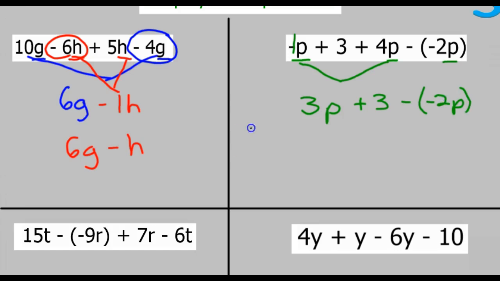Okay, I'm going to look again, see if we have any more p's. We do, so I can combine these two. Now if you look in front of negative 2p, I have another negative sign. So I can take that and I can make it a plus. So now I have 3p plus 2p. 3 plus 2 is 5p, plus 3. The 3 is all alone, it doesn't have a like term, so we leave it all alone like that. 5p plus 3.